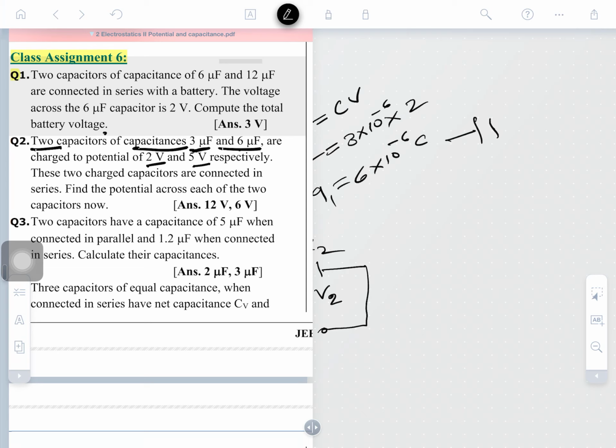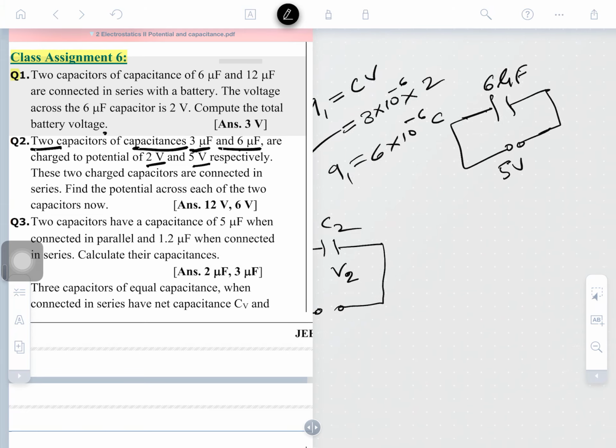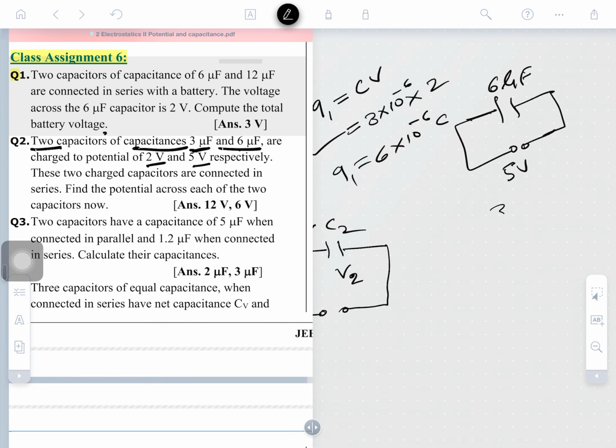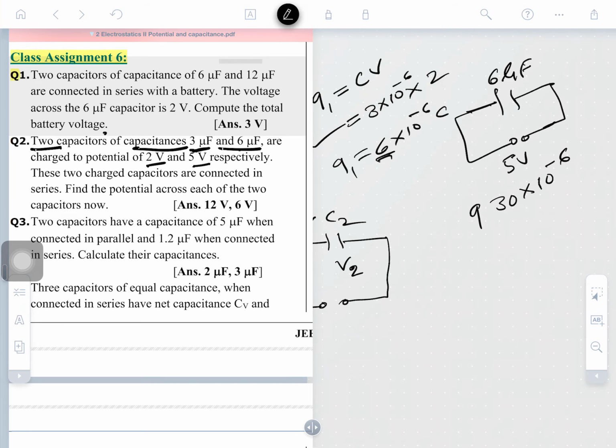Similarly, the second one is also there. The second capacitor is connected with the supply, 5 volt. Its capacitance is 6 microfarad. So the same formula: 5 into 6 is 30, so 30 into 10 to the power minus 6 coulomb. These are the two charges: Q2 is 30 into 10 to the power minus 6, and Q1 is 6 into 10 to the power minus 6.